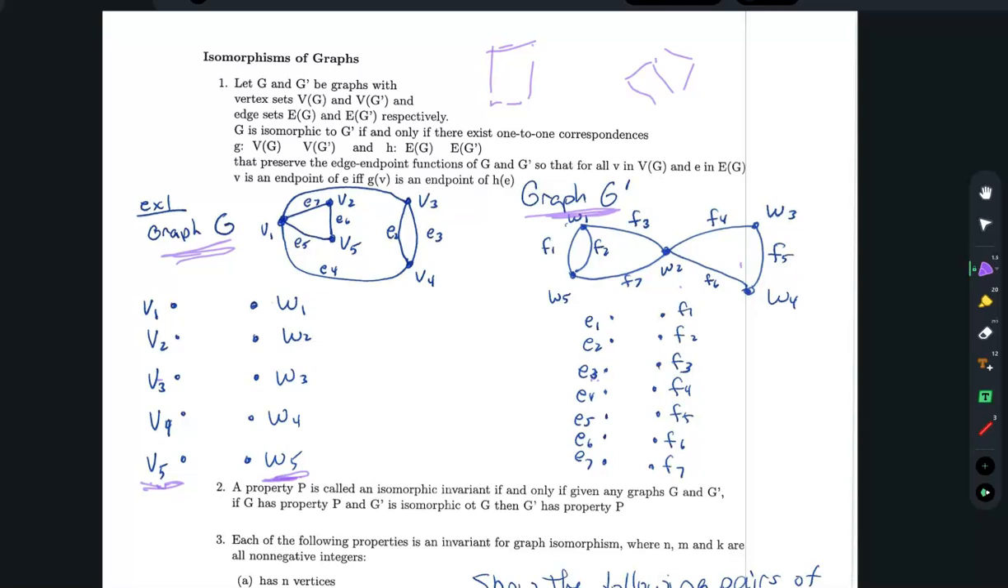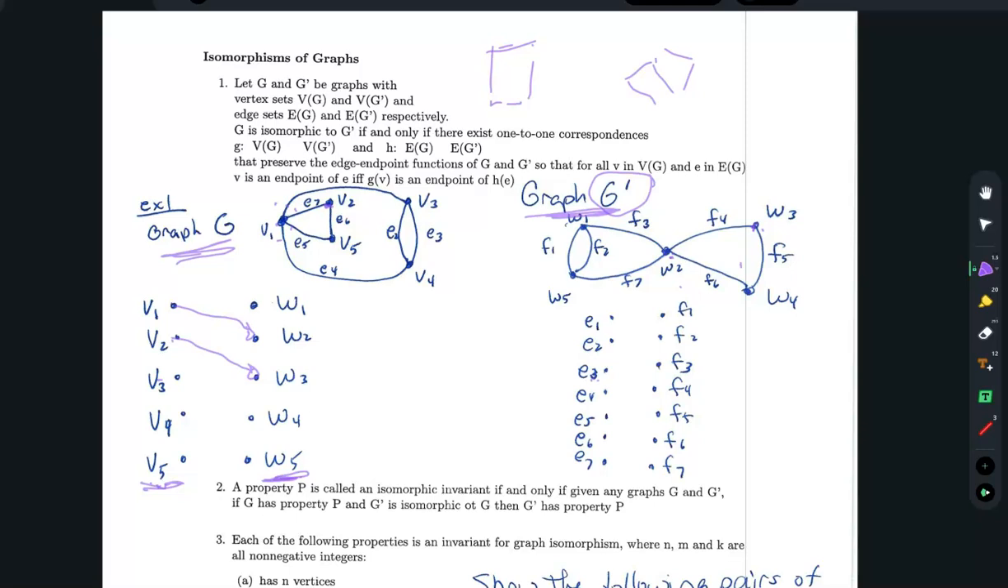So I'm looking at vertex 1. Vertex 1 has degree 1, 2, 3, 4. So I'm looking for a vertex of degree 4 in G prime. I'm thinking it's W2. Then I'm looking at vertex 2. It has a degree of 2, and it's connected to the vertex that has degree 4. So vertex 2 looks like it would go to W3, right? It's connected there, has degree 2. So vertex 2 goes to W3.